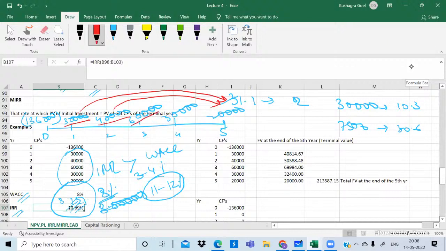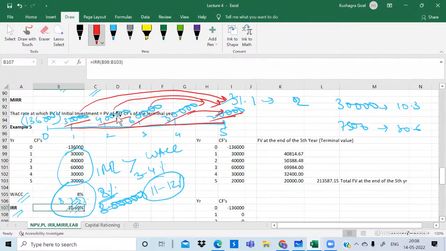Then I'll calculate the future value of this 60,000 at the end of the 5th year. This 30,000 future value at the end of the 5th year. This 20,000 is already in terms of the value at the end of the 5th year, so I don't have to calculate the future value of this 20,000. So all inflows and outflows happening from the 1st year till the 5th year, I'll calculate the future value of this.